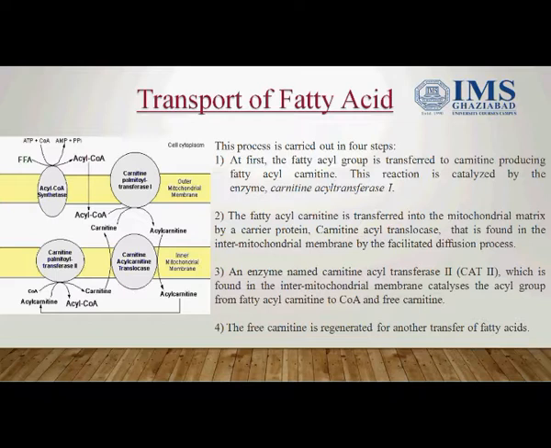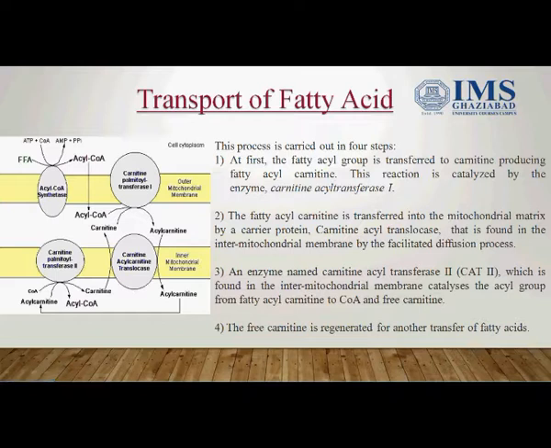Number one, at first the fatty acyl group is transferred to carnitine, producing fatty acyl-carnitine. This reaction is catalyzed by the enzyme carnitine acyl transferase 1. The fatty acyl carnitine is transferred to the mitochondrial matrix by a carrier protein, that is carnitine acyl translocase, that is found in the inner mitochondrial membrane, with facilitated diffusion proceeding this process further.